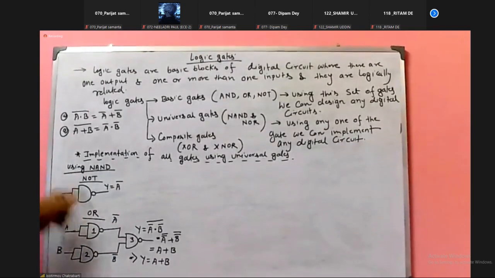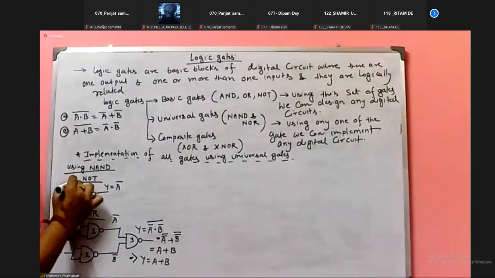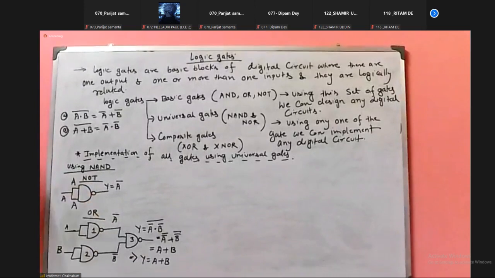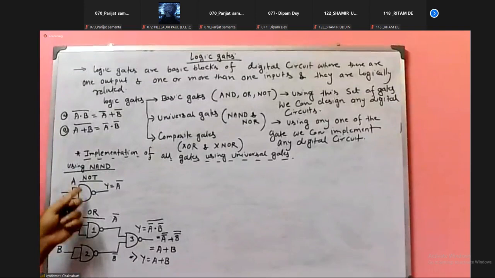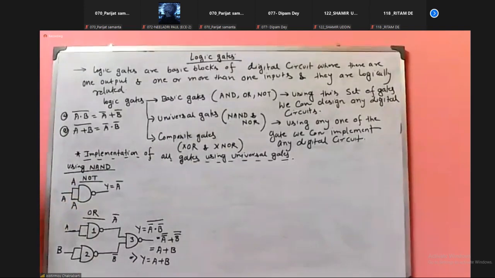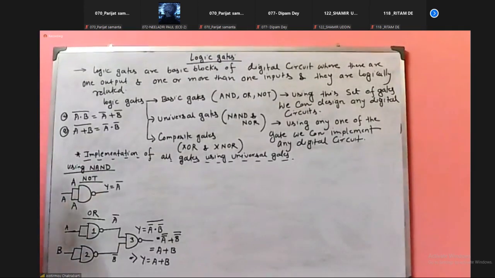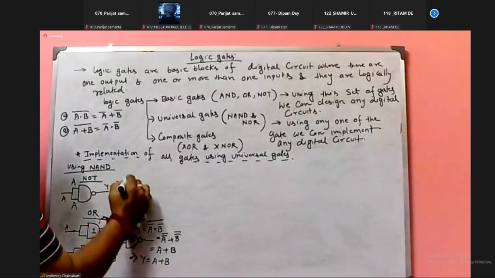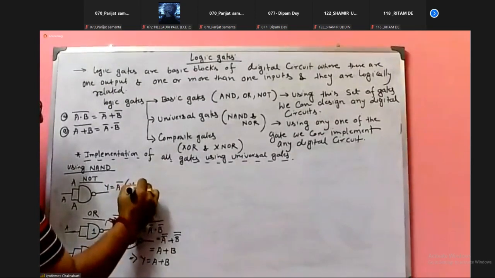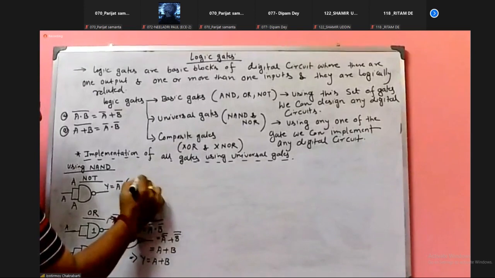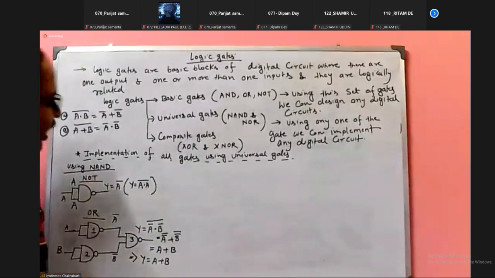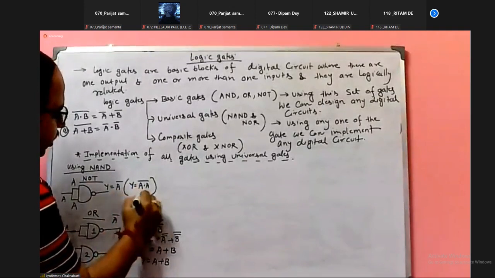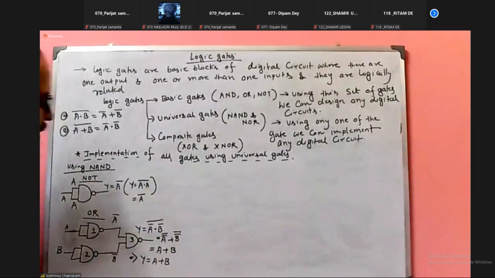Same inputs are going to these two inputs. So what will be the output using NOT gate also? What will be the output? Y equals A dot A bar. So what is A dot A? In Boolean algebra, A dot A is A. That is equal to A bar. You understand?